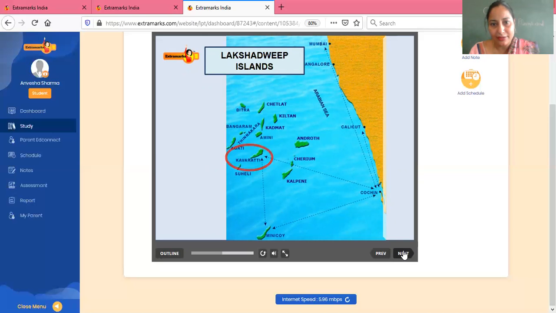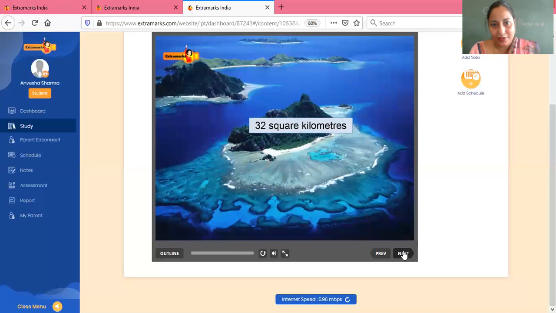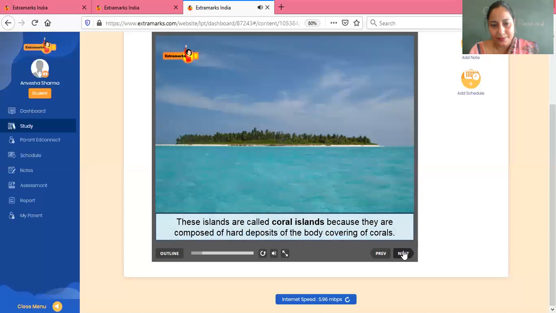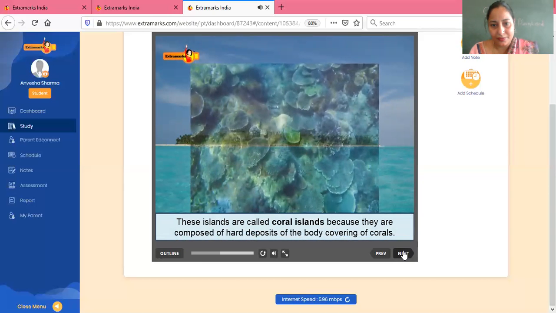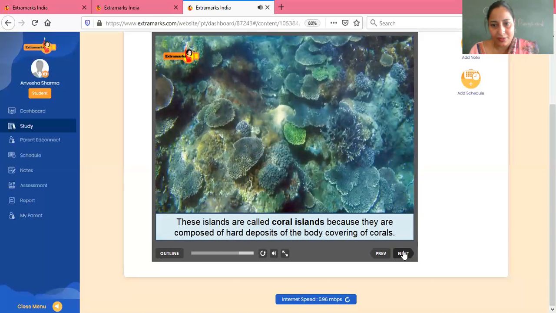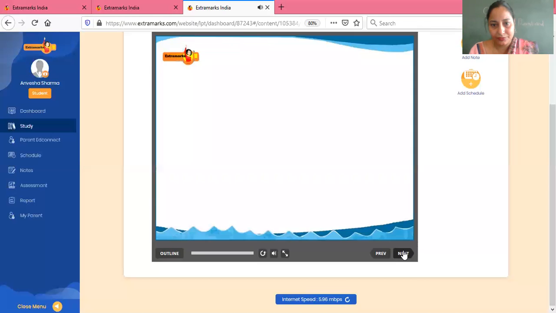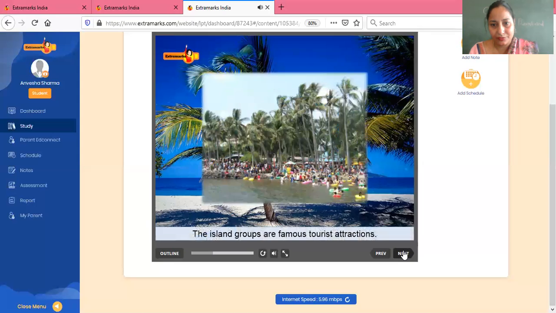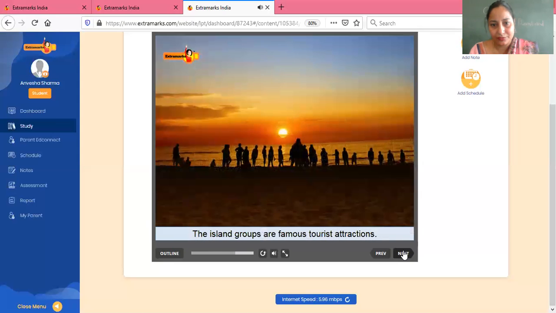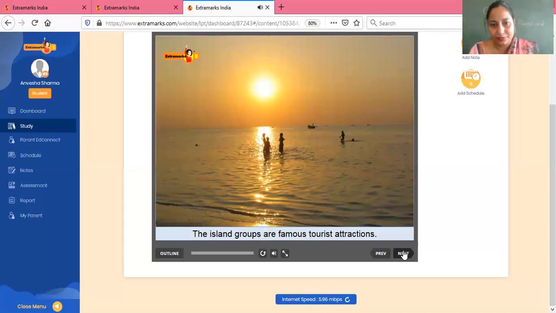Next, Lakshadweep Islands. Its capital is Kavaratti, and it stretches over 32 square kilometers. These islands are called coral islands because they are composed of the hard deposits of the body coverings of corals. Corals are dead remains of creatures with hard body coverings. Both groups of islands are famous tourist attractions. Though the climate is warm and tropical, it is always very pleasant here due to the influence of the cool sea breeze.